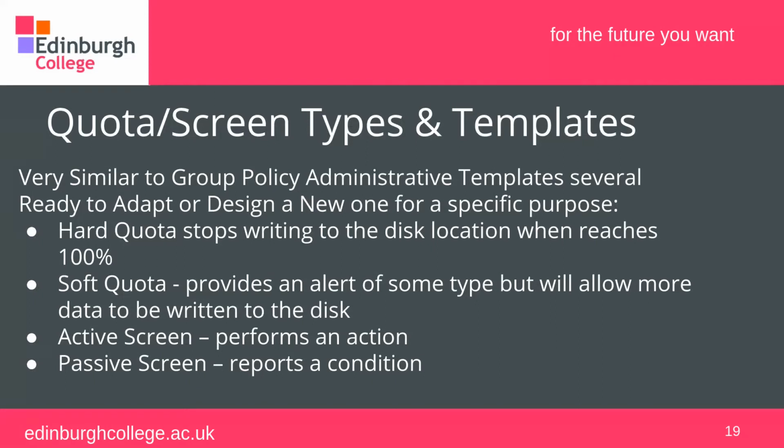Okay, so that soft quota will still allow you to save to the disk, but an alert will be generated. A hard quota will stop writing to the disk. An active screen performs an action, and a passive screen, much like a soft quota, will just generate a report. So those are some of the terminologies. And much like the administrative templates in group policy that we looked at in Lab 5, we have quota templates in File Server Resource Manager that are ready to adapt and design for specific purposes.